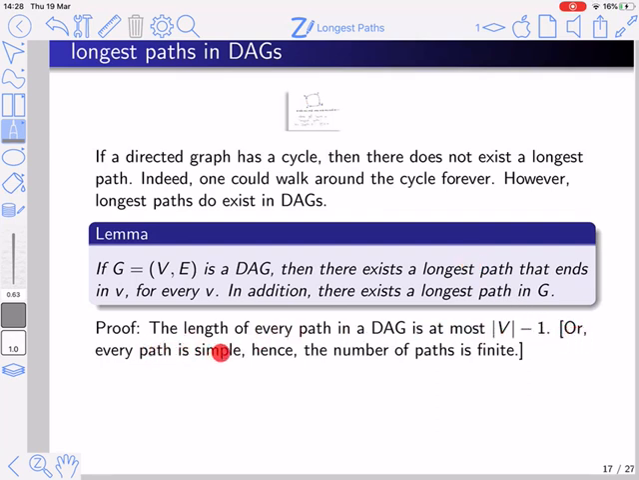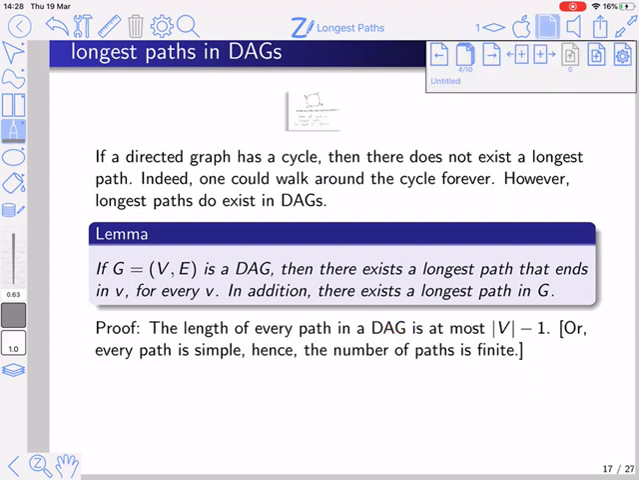Alternatively, every path in the directed acyclic graph is simple. We've also shown that. Hence, the number of paths is finite, and among a finite set of paths, we can take a path of longest length, and that will be a longest path in the graph. Provided, of course, that it is acyclic, that it doesn't contain any cycles.